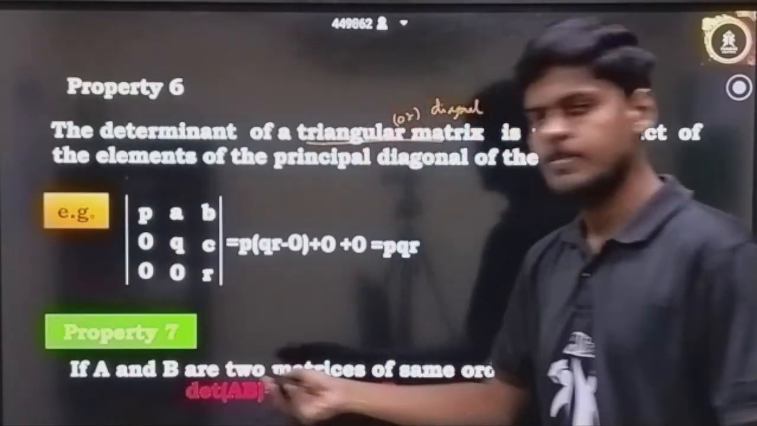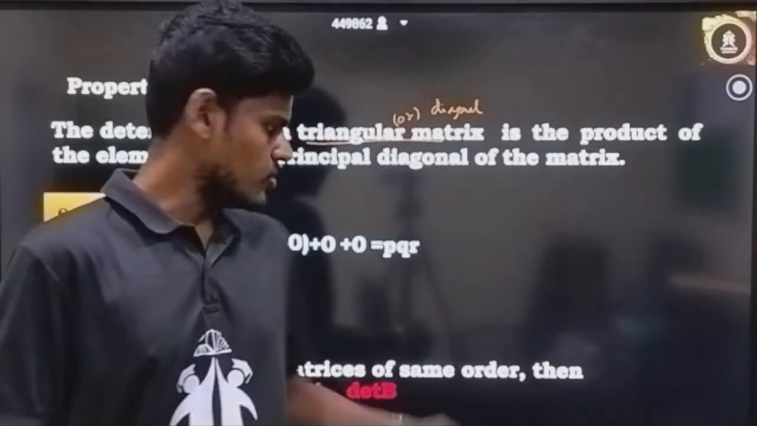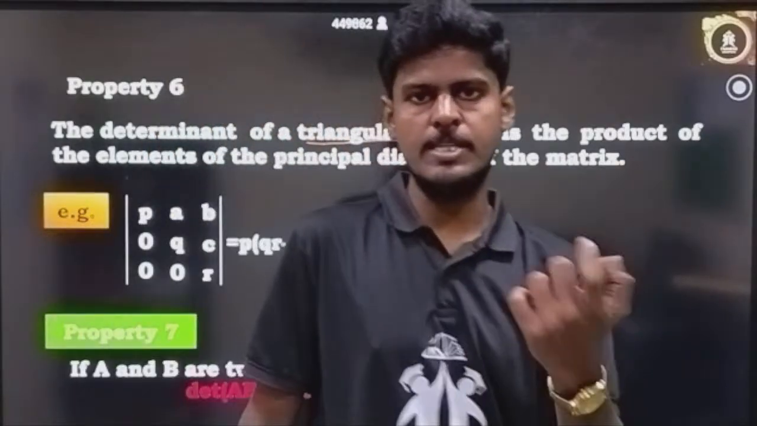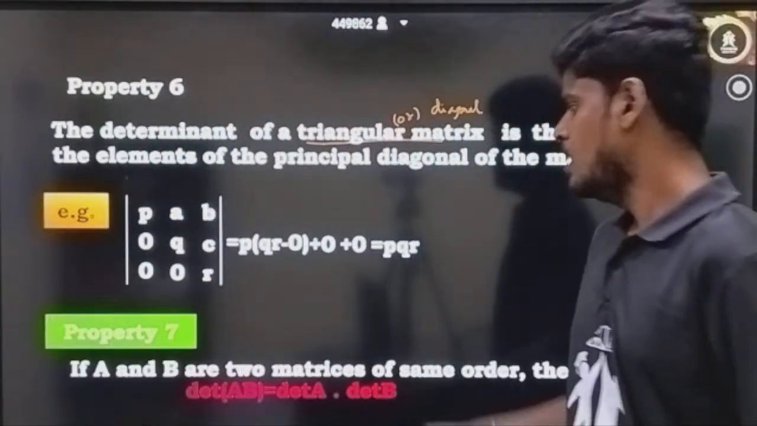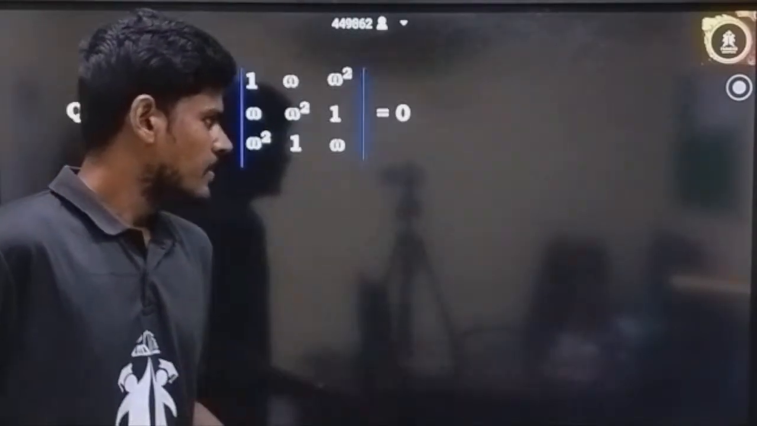We will use this in objective questions, and they may also ask to prove it in subjective questions. Show that this property holds for some matrix they may give. So these types of questions can be expected in your board exams.